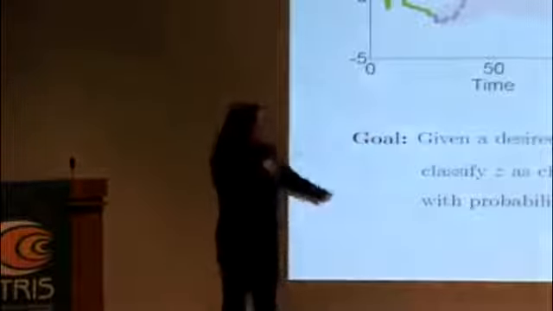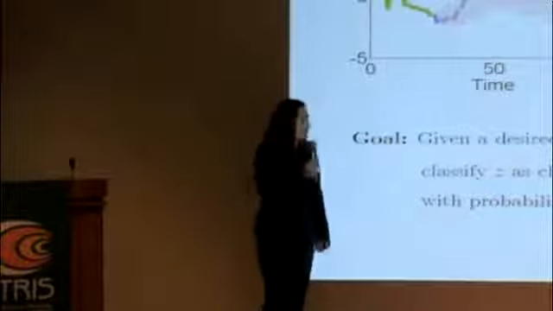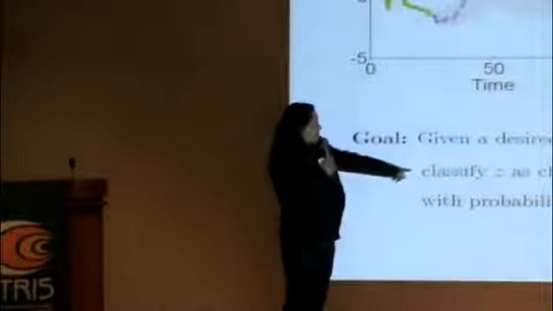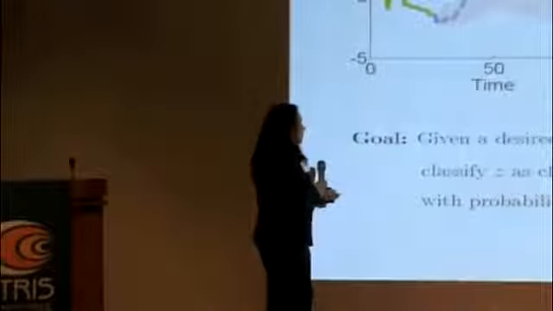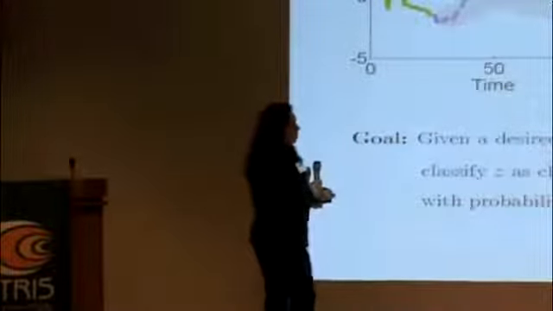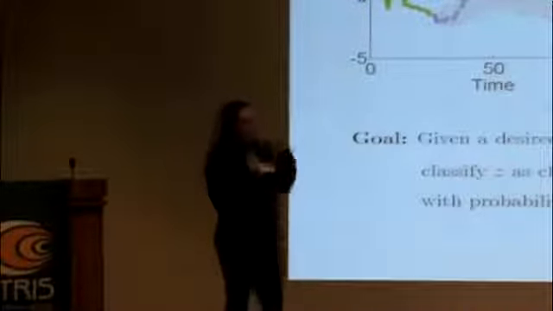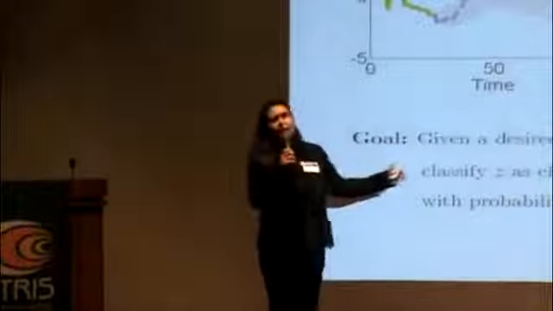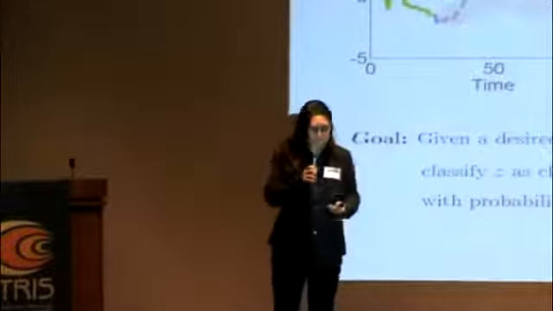Okay, so then our goal is, if we have a desired reliability, some number, let's say 0.95, 95%, we'd like to classify our incomplete test signal Z as class G if there's a class G that's going to be the final class with probability tau. So if I'm 95% confident that if I waited, I'm going to classify this as class blue, then I should go ahead and classify it as class blue now.